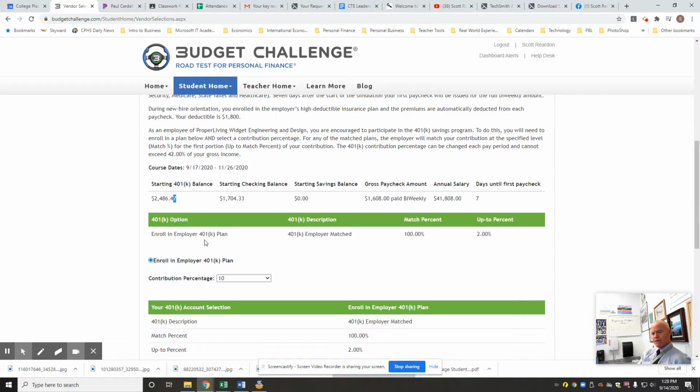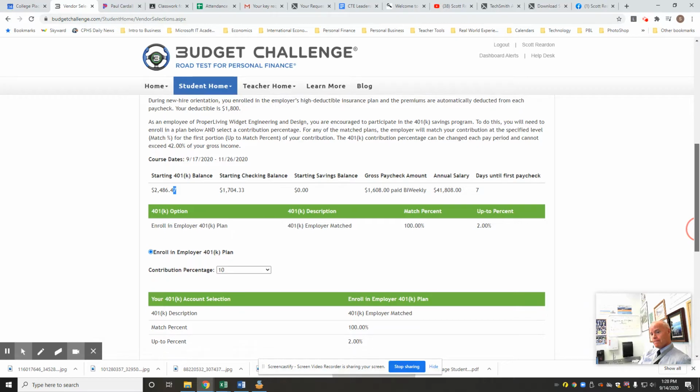Now down below here, it says 401k. This is an employer-sponsored retirement plan. And your employer is going to match 100% of the first 2% you put in. So if you put in 2%, they're going to put in 2%. If you put in 1%, they're going to put in 1%. If you put in 10%, they're going to put in 2% because they stop matching at 2%.